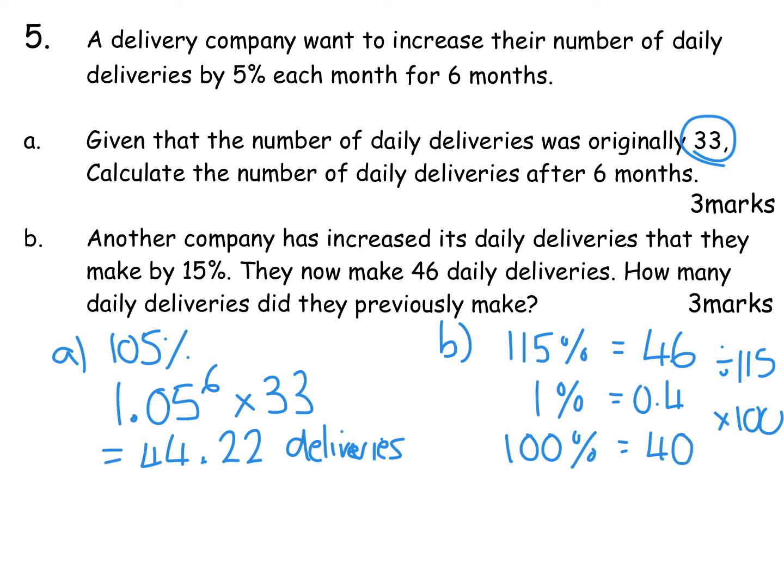Now what I like about those questions is you can always double check your answer back. Work out 15% of 40. Well, 10% is 4, half of that is 2, 4 and 2 is 6. It had increased by 6. So you can always check those ones back.